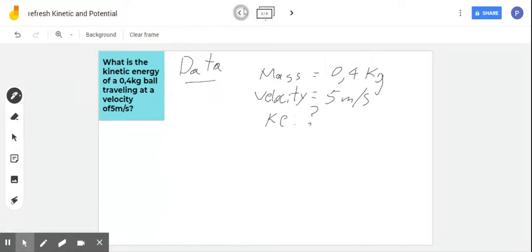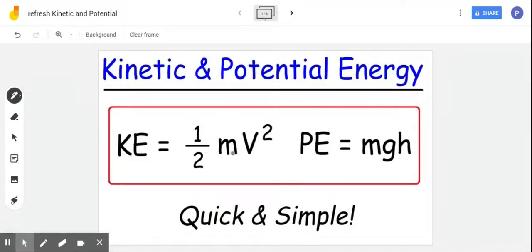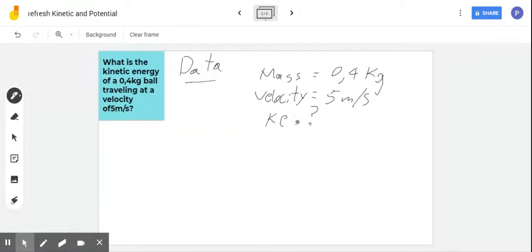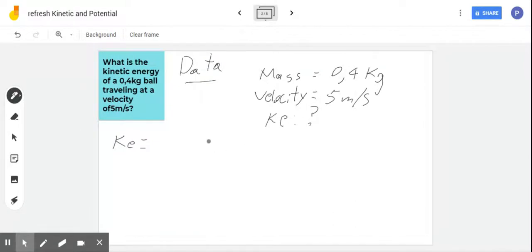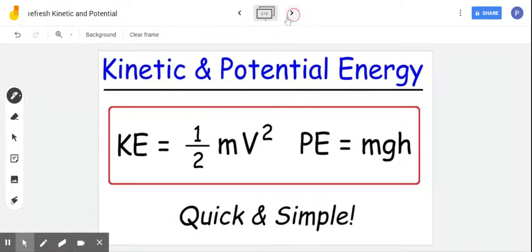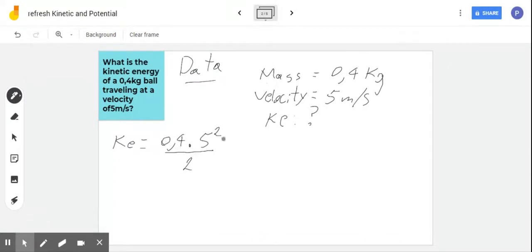So I'm going to take the formula. The formula is 1/2 times mass times velocity squared equals kinetic energy. So kinetic energy is the question. So I'm going to write it down with the letters, and the other ones I'm going to replace them. So I have mass times velocity squared. So mass is 0.4 times 5 velocity squared because of the formula divided by 2 because of the 1/2. Okay, now I have the information replaced.